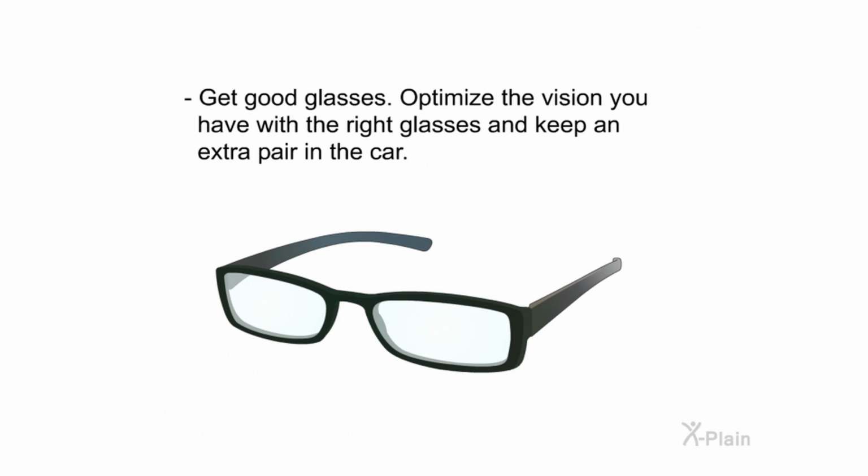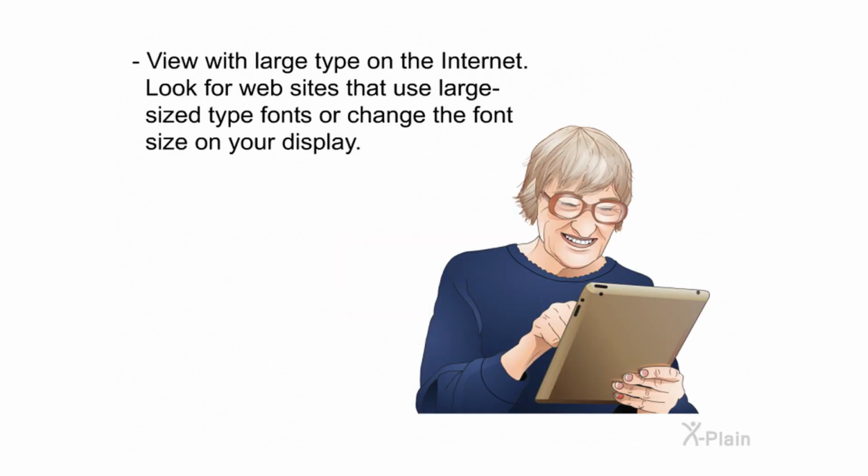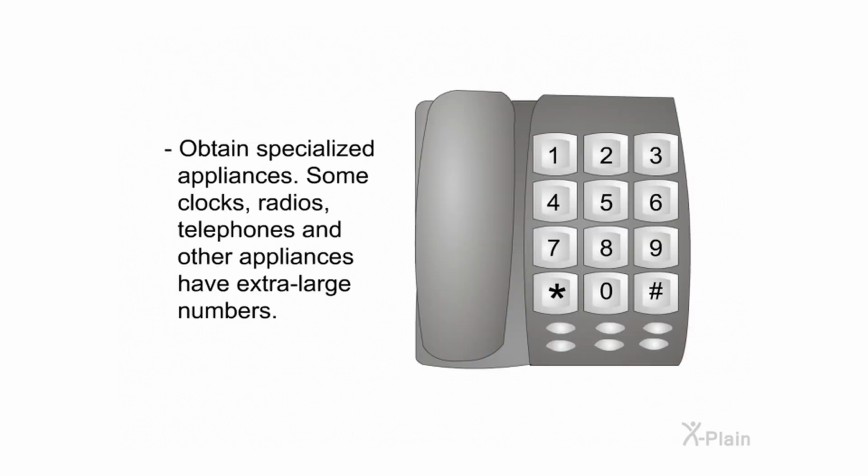Get good glasses. Optimize the vision you have with the right glasses and keep an extra pair in the car. Use magnifiers. Large print books and magazines also can help you read more easily. View with large type on the internet. Look for websites that use large size type fonts or change the font size on your display. Obtain specialized appliances. Some clocks, radios, telephones, and other appliances have extra large numbers.